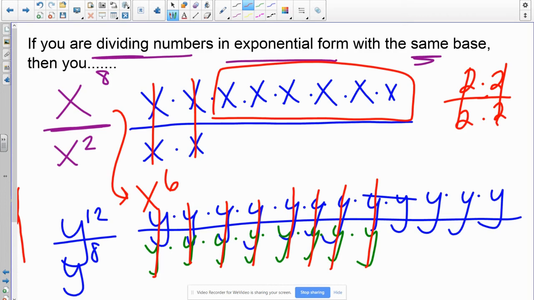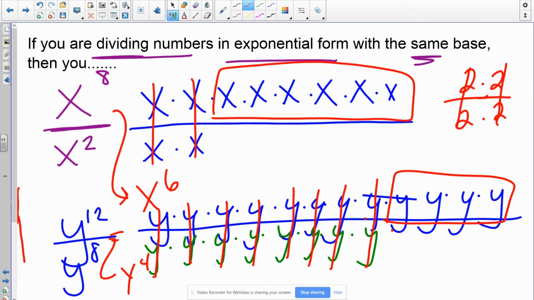So 1 times 1 times 1 times 1 times 1 times 1 times 1 times 1 times y becomes y. So in other words, I can kind of just ignore all these ones, because again, 1 times something is going to be that same value. So y times 1 is y. So I look quickly and I see, oh, I have 4 y's. So this simplifies to y to the 4th.